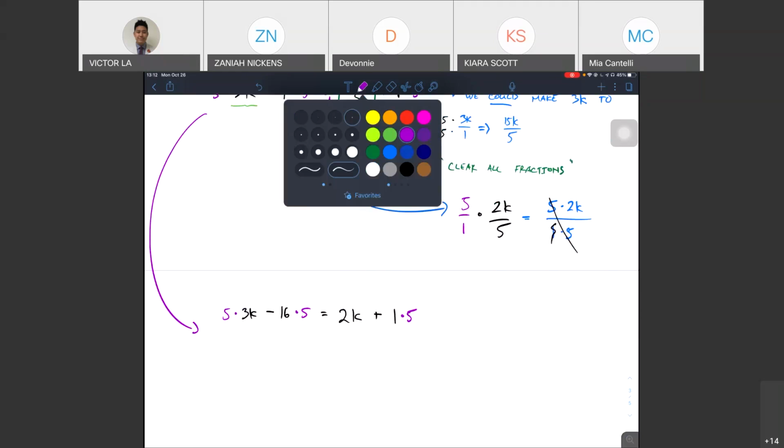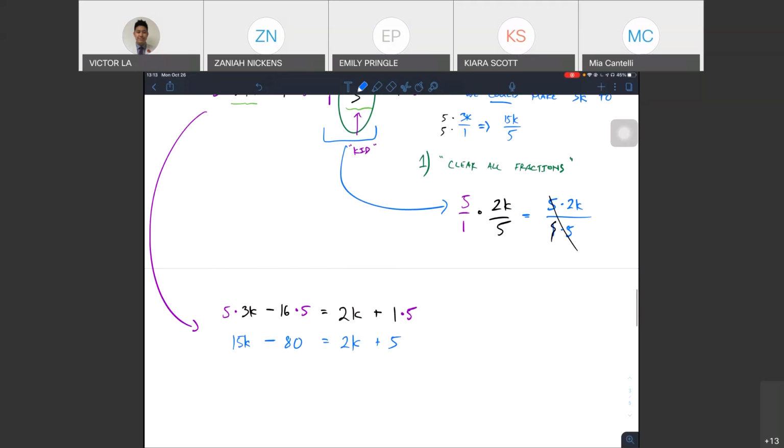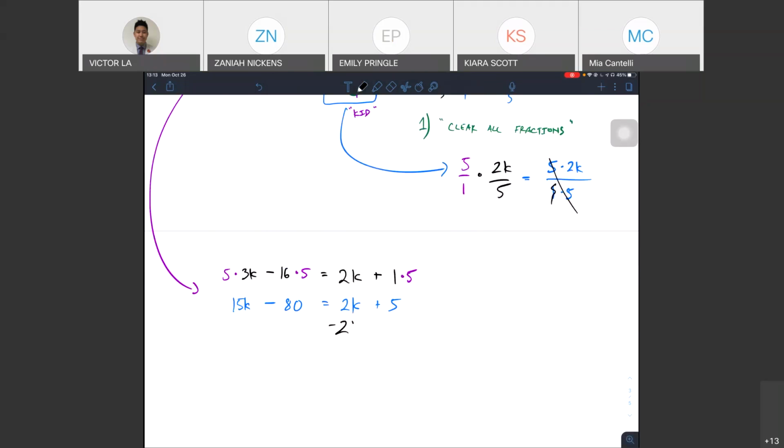So let's use different colors so people can see. 5 times 3k is 15k. 5 times 16 is negative 80. You're left with 2k and then plus 5. So now you can see nothing else simplifies on each side, and you can just solve it like a normal equation. I'm going to subtract the variable first because that's always easiest for me.